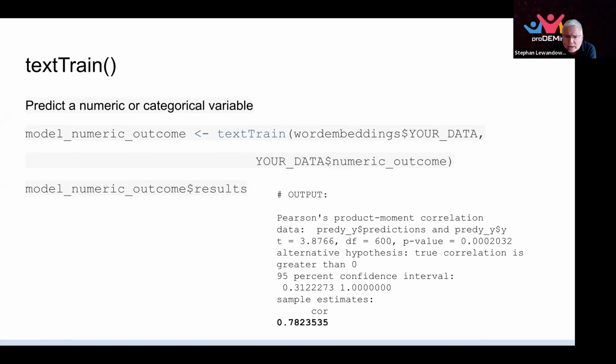That correlation there, the 0.78, is that an out-of-sample prediction, an average of the 10 out-of-sample predictions? Yes. Okay. Exactly.